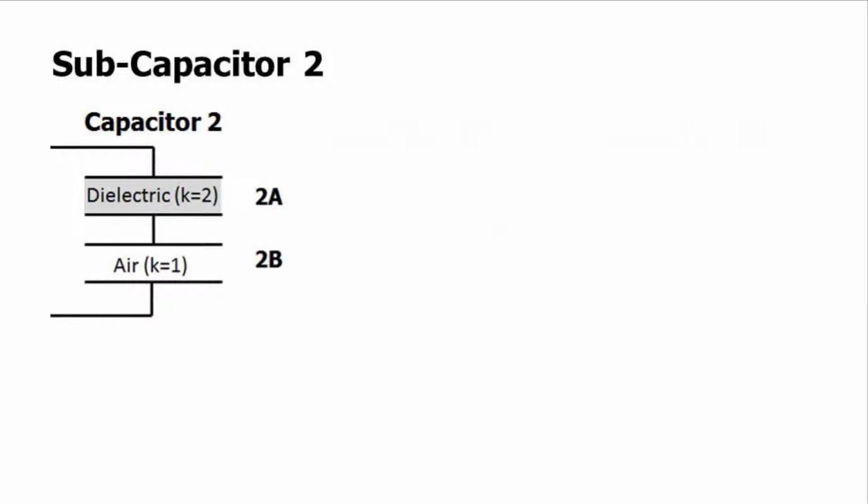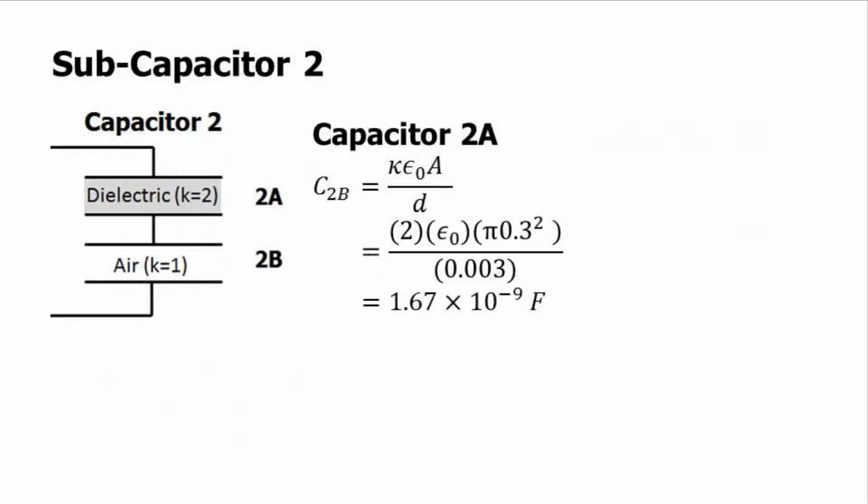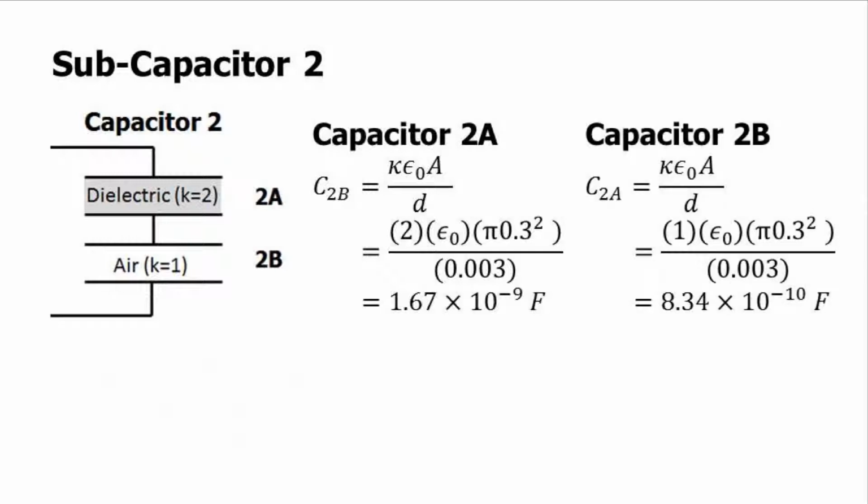We will then calculate the capacitance of the two subregions of capacitor 2. We will first calculate the region that has the dielectric with dielectric constant 2. We just use the parallel plate capacitance equation. We can then do the same equation for the region that has the dielectric constant of 1 because there is air between the two plates.